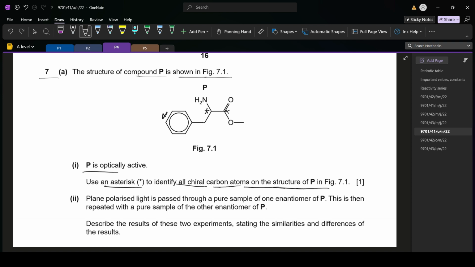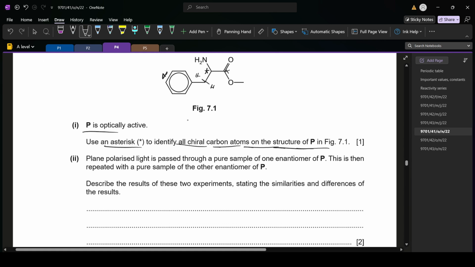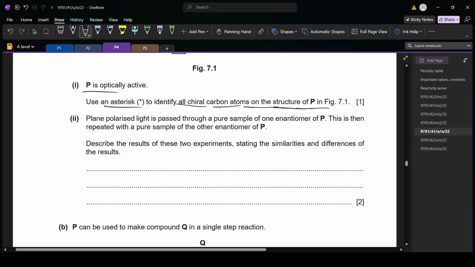Only this carbon is attached to 4 different groups, and all the four groups are single bonded. So this is a chiral carbon. It is the only chiral carbon. This can't be a chiral carbon, because this has 2 hydrogens. So this is the only chiral carbon. You have to put an asterisk over there. Now plane polarized light is passed through a pure sample of 1 enantiomer of P. This is then repeated with a pure sample of the other enantiomer of P.